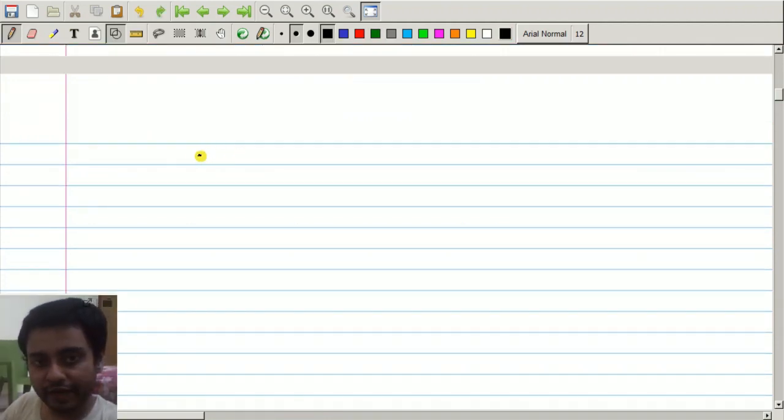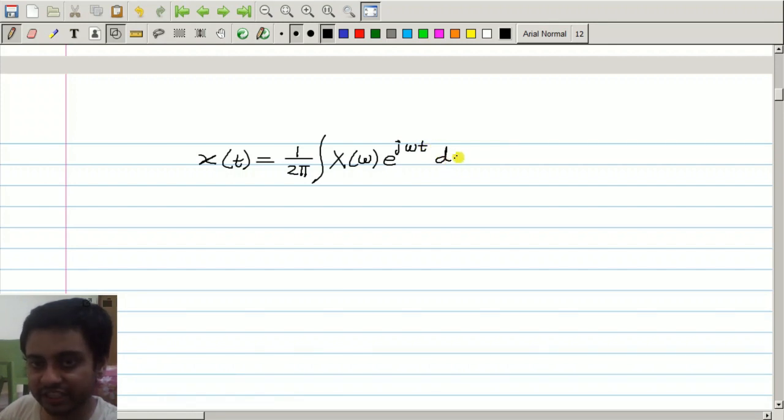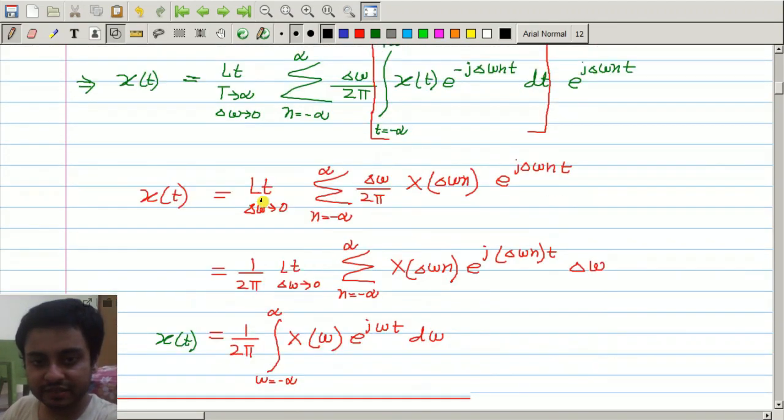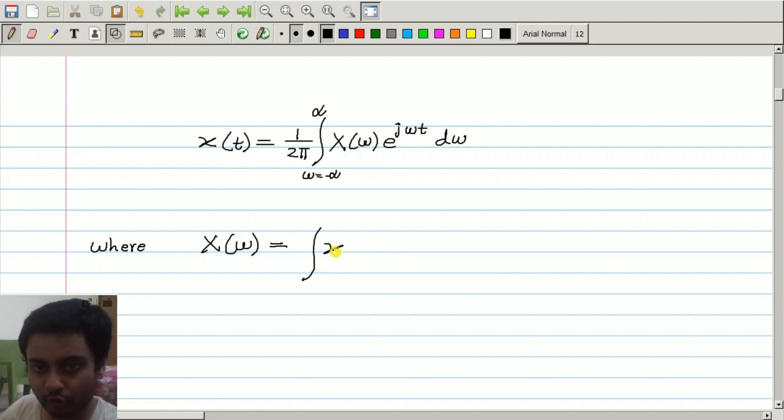So we have written an aperiodic signal xt in this way, 1 over 2 pi, this thing, integration of capital X omega e to the power j omega t d omega, omega running from minus infinity to plus infinity, where this quantity capital X omega was defined earlier here. Okay, it is integration of small xt e to the power minus j omega t dt, t running from minus infinity to plus infinity, and there is no 2 pi term here.